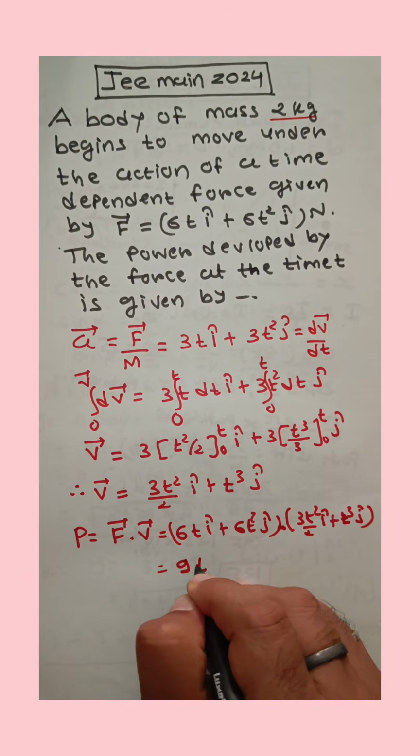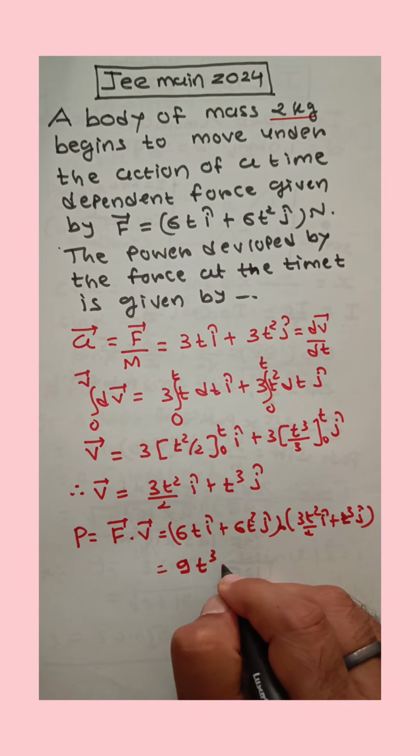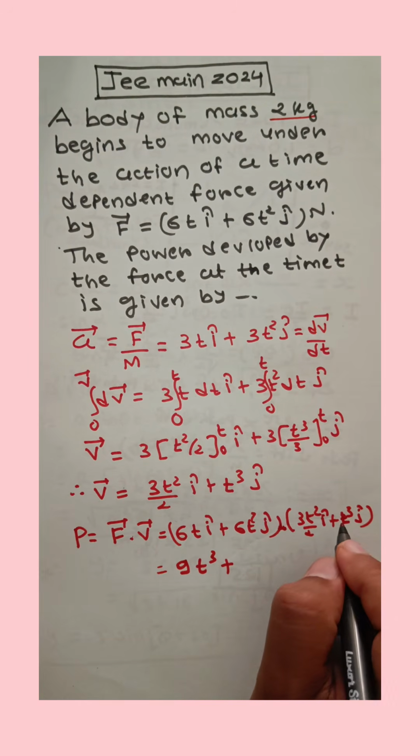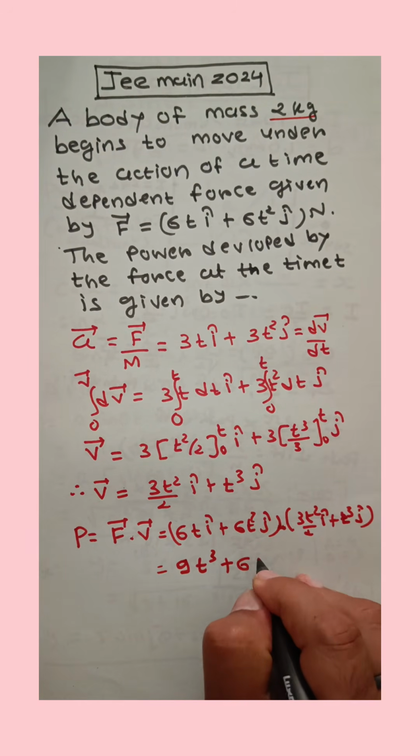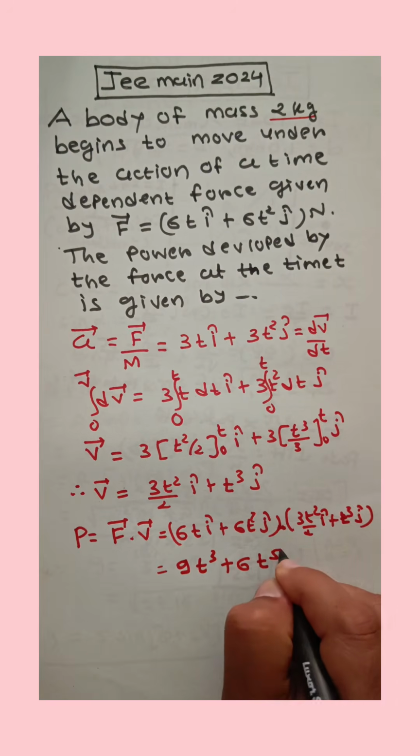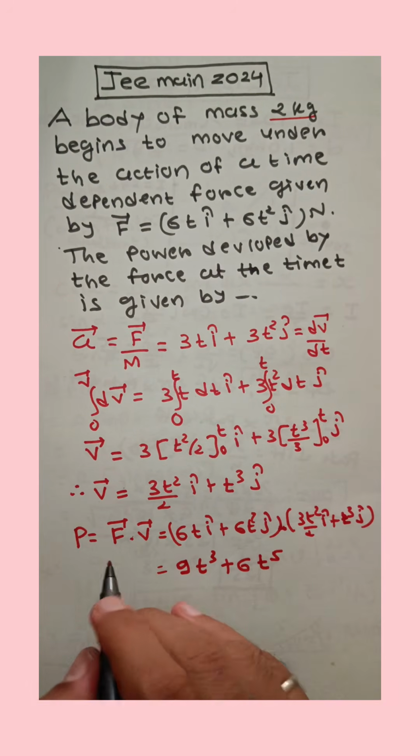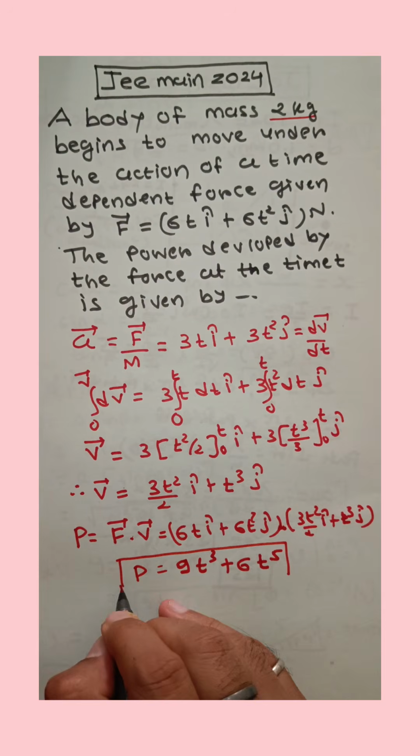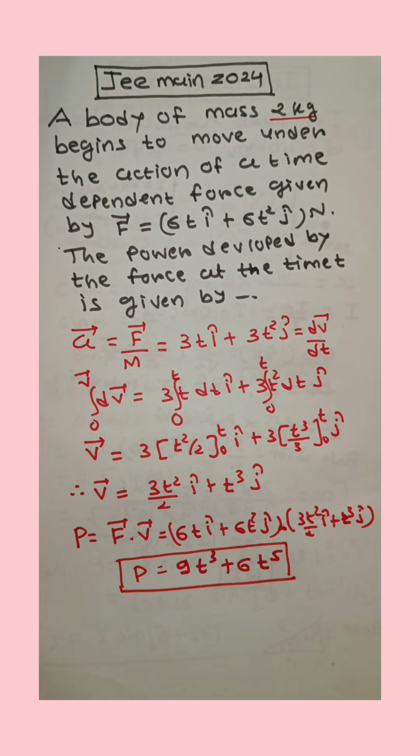So 90 t³, î dot î is 1, plus 60 into 1, t² into t³, that is t to the power 5. So 90t³ plus 60t⁵. Here î dot î is 1, ĵ dot ĵ is 1. So the equation of power is 90t³ plus 60t⁵.